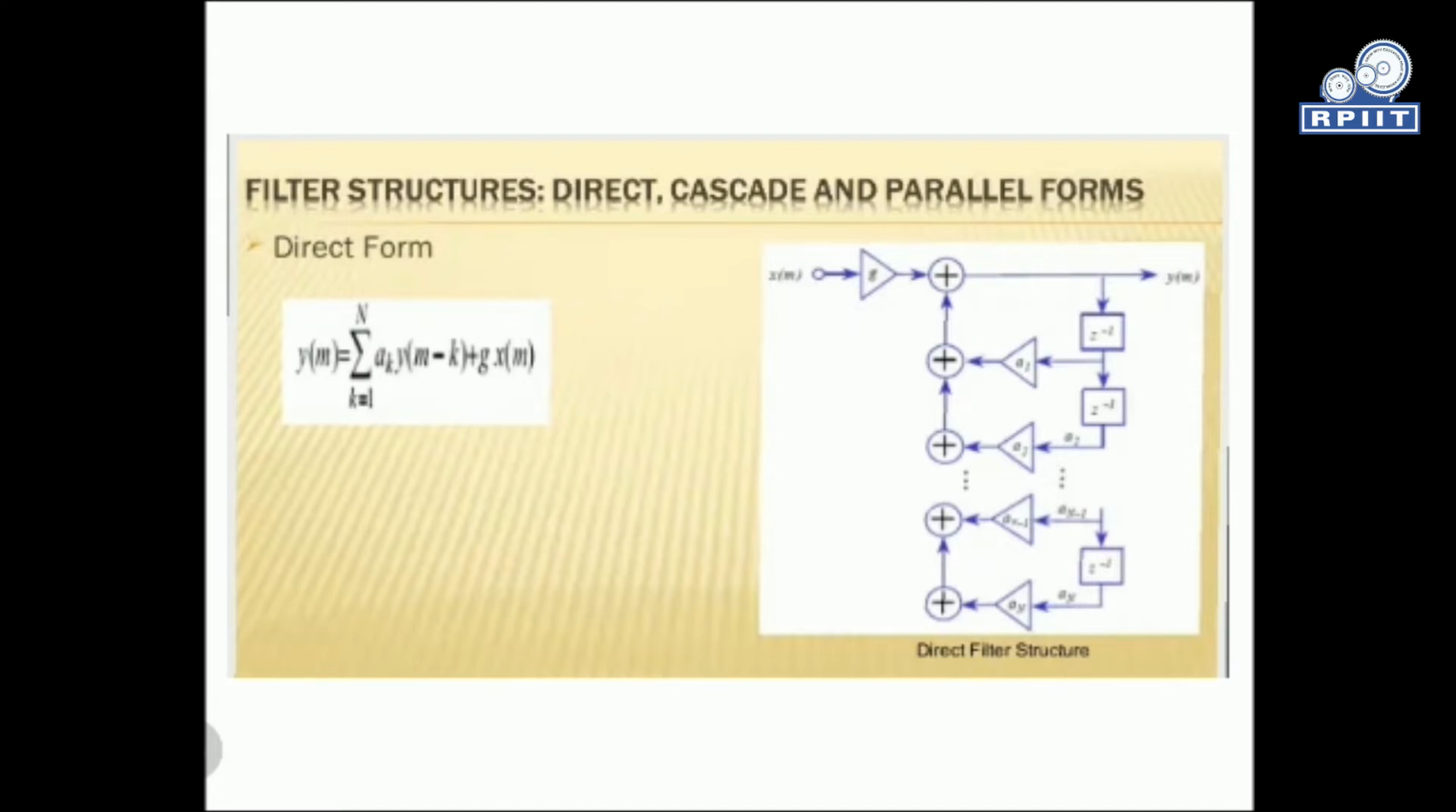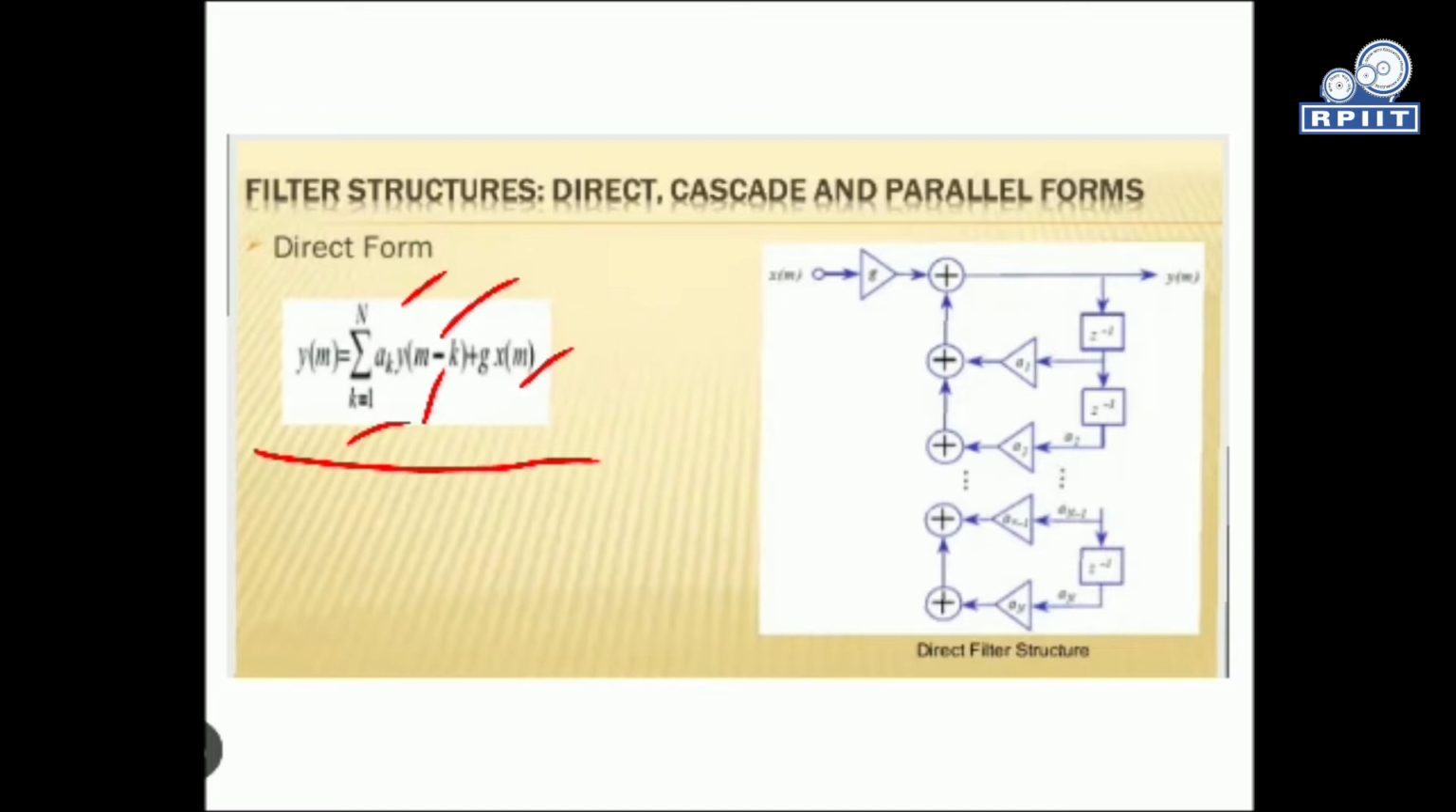The equation is given like that: y(n) is equal to the summation from k equal to 1 to N of a_k y(n minus k) plus g x(n). So you can see over here the input and the output response we are considering. So it is an IIR filter, right?